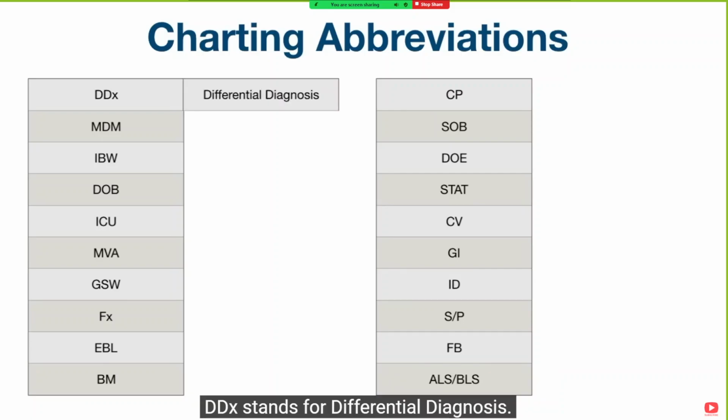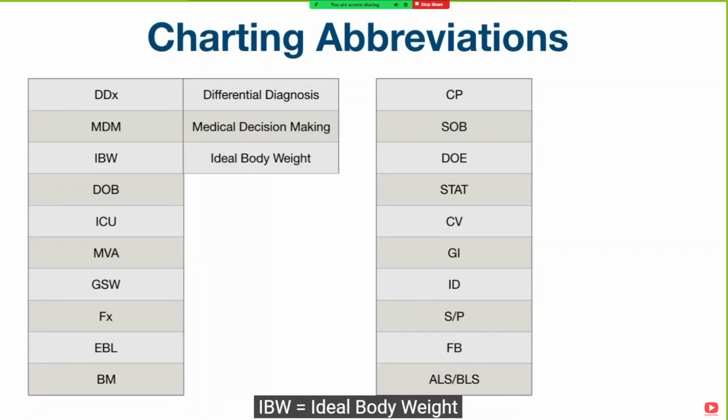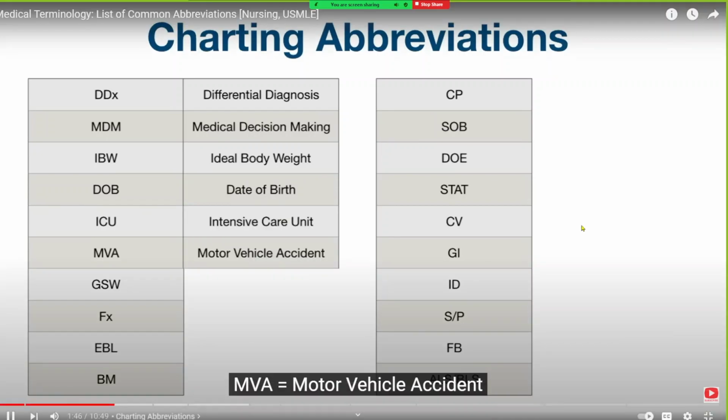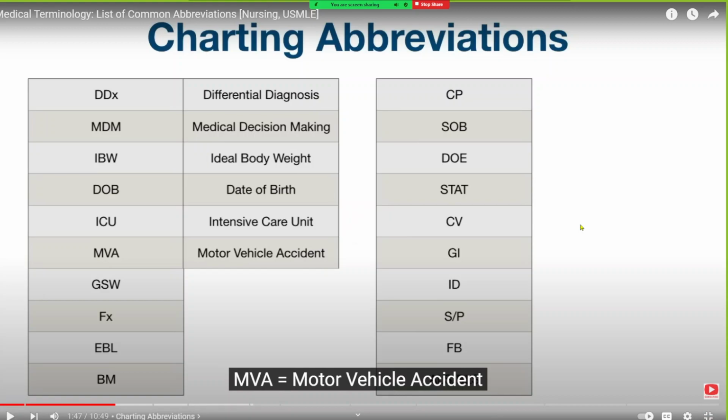DDX stands for Differential Diagnosis. MDM, Medical Decision Making. IBW, Ideal Body Weight. DOB, Date of Birth. ICU, Intensive Care Unit. MVA, Motor Vehicle Accident. Again, this abbreviation is very common. ICU, right? Intensive Care Unit.